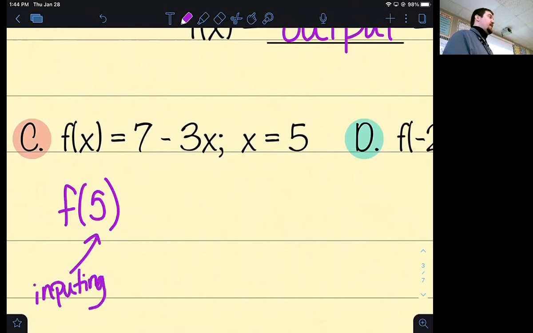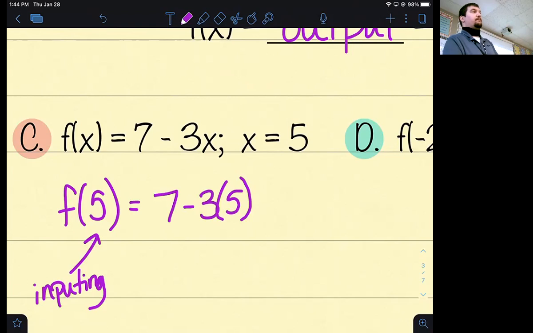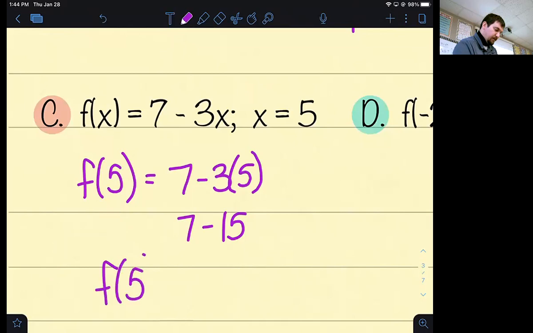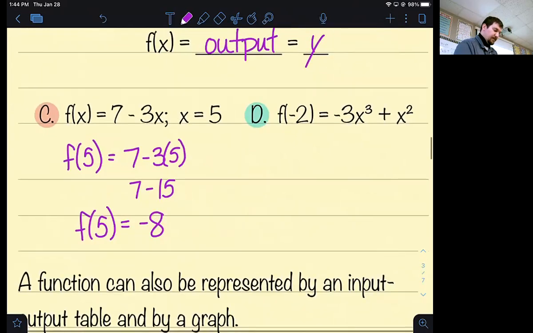So as you guys get into more advanced math and people start checking your work and saying, okay, I need to see what you're inputting each time. When you write f of 5, they know you're inputting 5. And so then you would do 7 minus 3 and then plug in a 5. George, what's 3 times 5? 15. Okay. And Jocelyn, what's 7 minus 15? Okay. So then f of 5 equals -8. And it's like the coordinate point right there. When I plug in 5 for x, I get -8. 5, -8 is on my function.